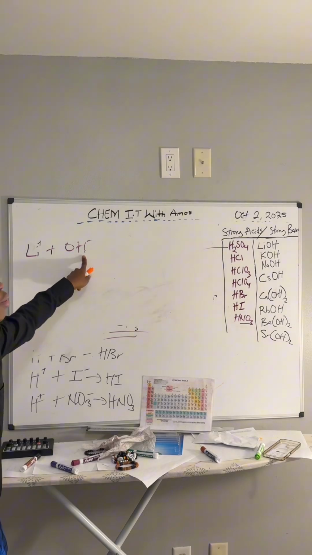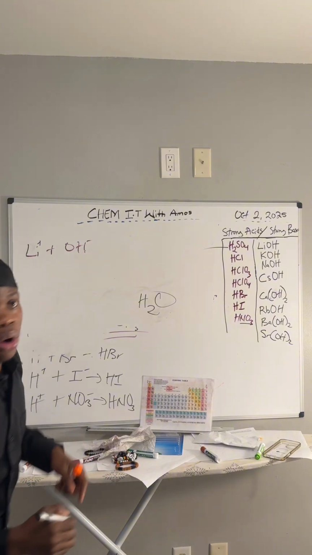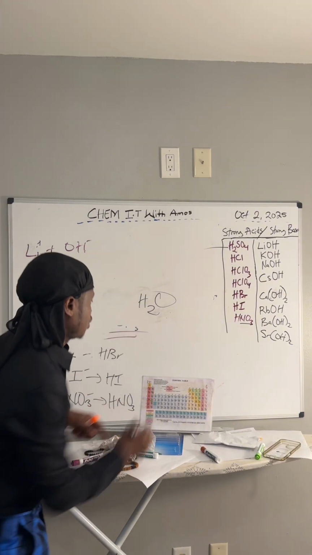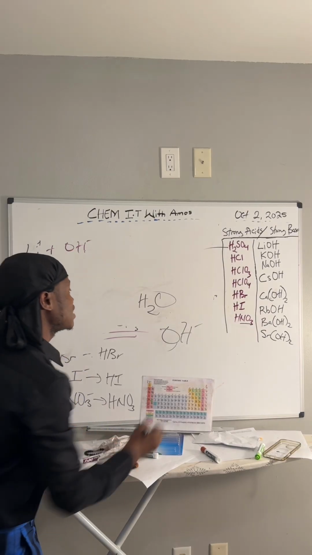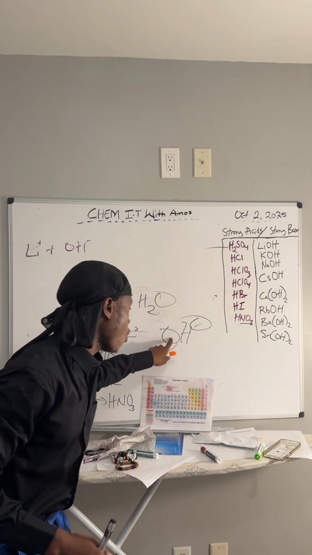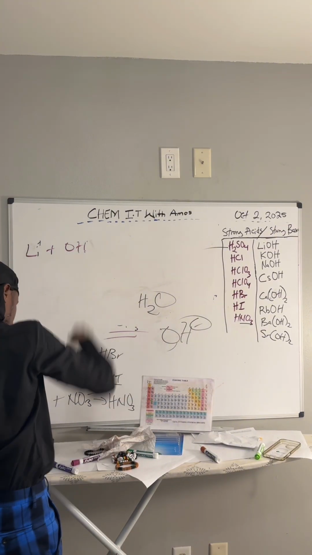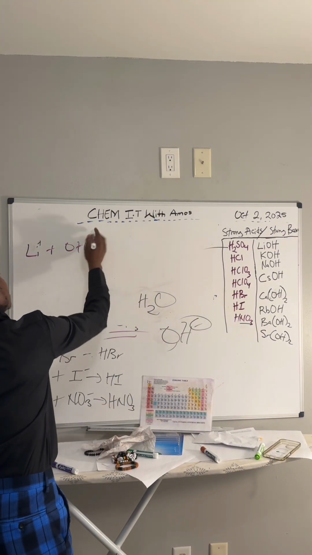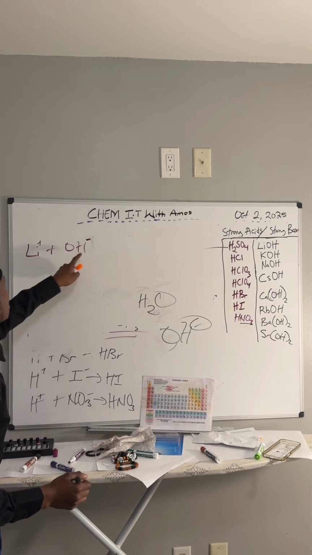Hydroxide contains negative charge because it is H2O that lost one H, so it becomes OH minus. Meaning what? It can still accept one more to certify the octet rule or duplet rule. So OH minus can still accept one more. In this case, if you link this to this, it becomes certified.